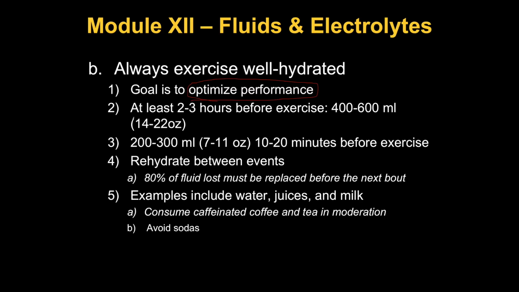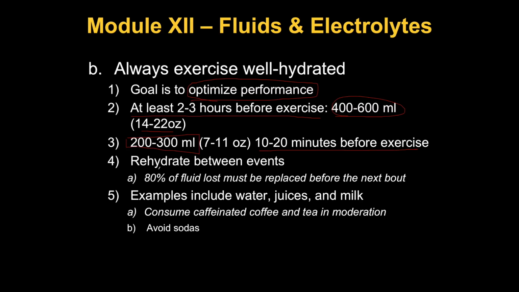They need to, at least 2 to 3 hours before exercise, consume 400 to 600 milliliters of fluid. So that's 14 to 22 ounces. And it doesn't stop there. At about 10 to 20 minutes before exercise, they then want to go ahead and consume an additional 200 to 300 milliliters, or 7 to 11 ounces of fluid.